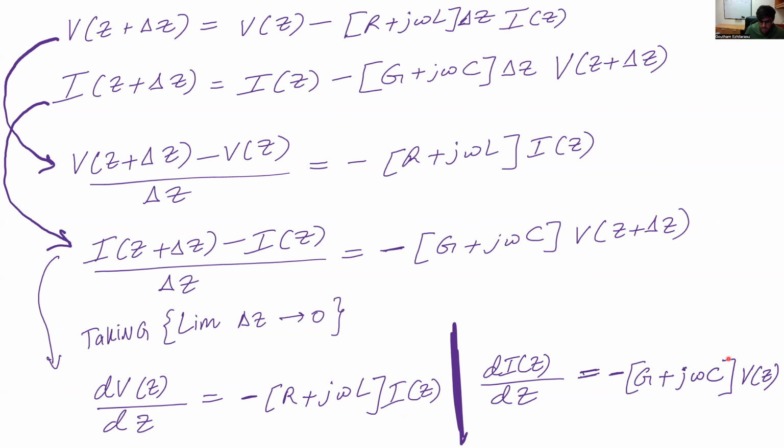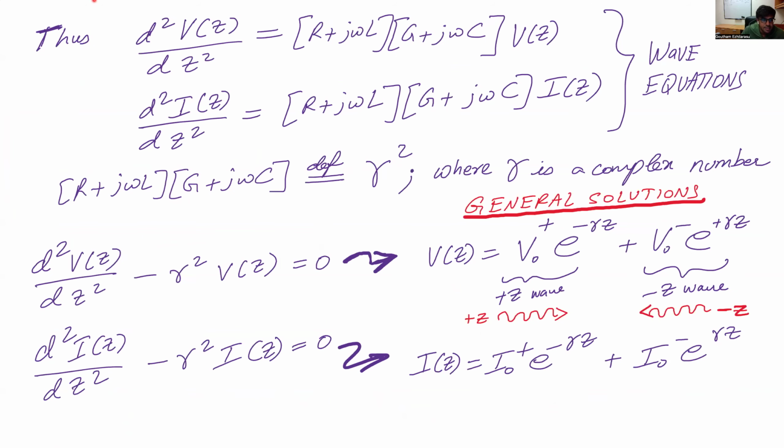So if we simplify this, we get the second derivative of V(z) with respect to z is going to be (R + jωL)(G + jωC) V(z). And similarly, we get a similar expression for the current I(z). If you notice the form of these equations, they have d²/dz² V(z) minus this thing, which can be represented as γ² V(z), which has the form of a wave equation. And therefore, it describes a wave that is propagating along this transmission line.